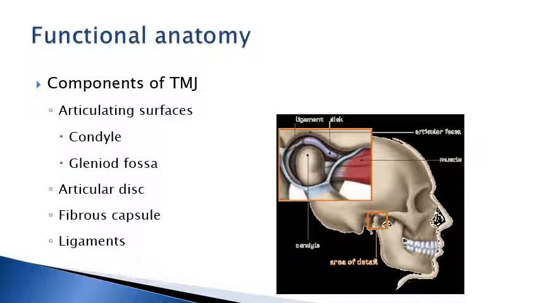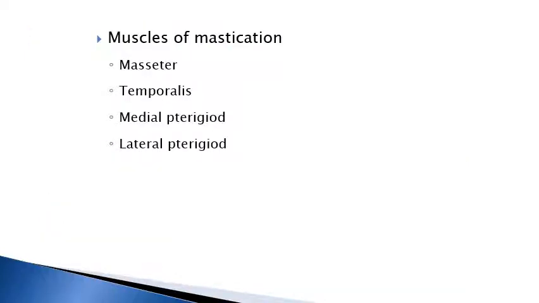The temporomandibular joint is basically made up of two articulating surfaces. One is your condyle, which is contributed by your mandible. The other one is the glenoid fossa, which is contributed by the skull. In between the condyle and the glenoid fossa, you have a disc which is called the articular disc, and you have a fibrous capsule which encloses the entire temporomandibular joint, and you have the ligament system that restrains the movement of the temporomandibular joint.